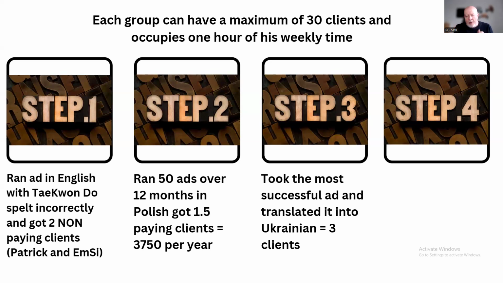Right, so then step number 3, we took the most successful ad and we translated it into Ukrainian language, which resulted in 3 clients. 3 clients, these people are still with him. This was done in Q4 of 2024. So these people are still in, and then this obviously nets this person, this coach, 250 per month per client.